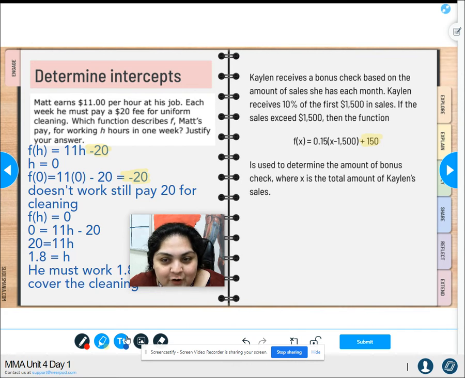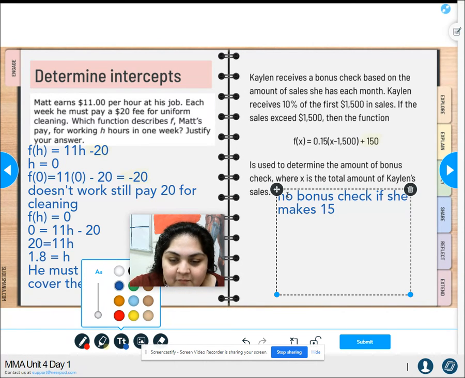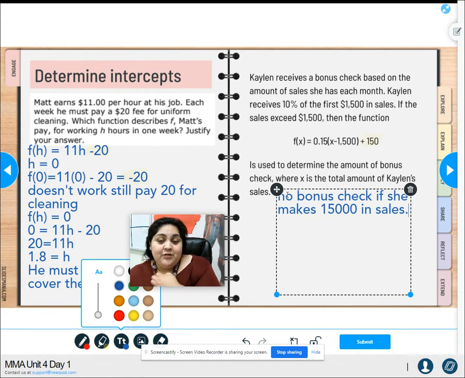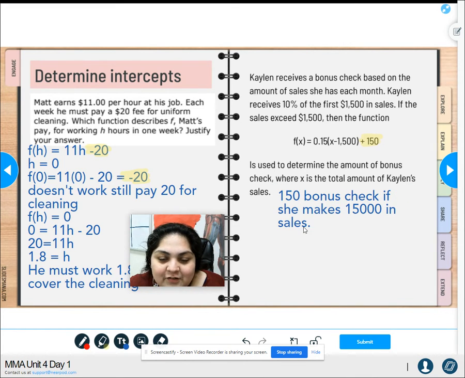So if she doesn't make over the 1,500 in sales, she's not going to get a bonus check. So let's write that in there. No bonus check if she makes 1,000. No bonus check, there's none. She's just going to get paid her original price. Because it says right here, she only gets the 150. So the 150, that's it. Wait, so she does get a bonus. So her bonus is $150 if she makes under $1,500 in sales.